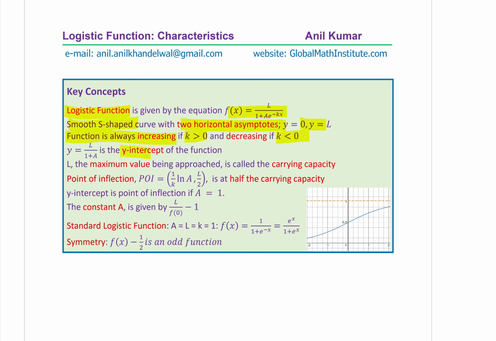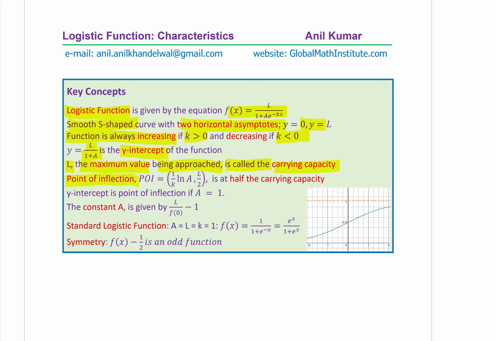Now, the y-intercept of the function you can easily find by substituting x equals 0. If you substitute x equals 0, then we get L over 1 plus a as the y-intercept. L is the maximum value being approached, right? You can never be there. It is called the carrying capacity, is the limit.